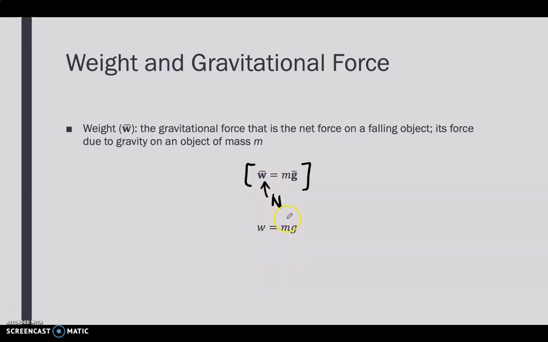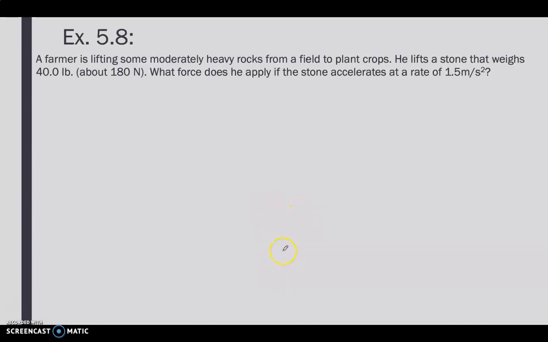Let's look at an example of this. We have a farmer lifting some heavy rocks from a field to plant crops. He lifts a stone that weighs about 180 newtons. What force does he apply if the stone accelerates at a rate of 1.5 meters per second squared?